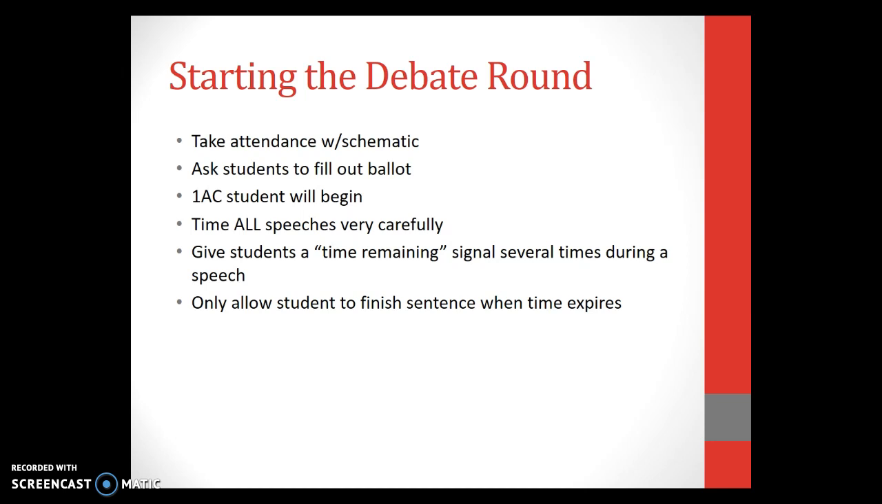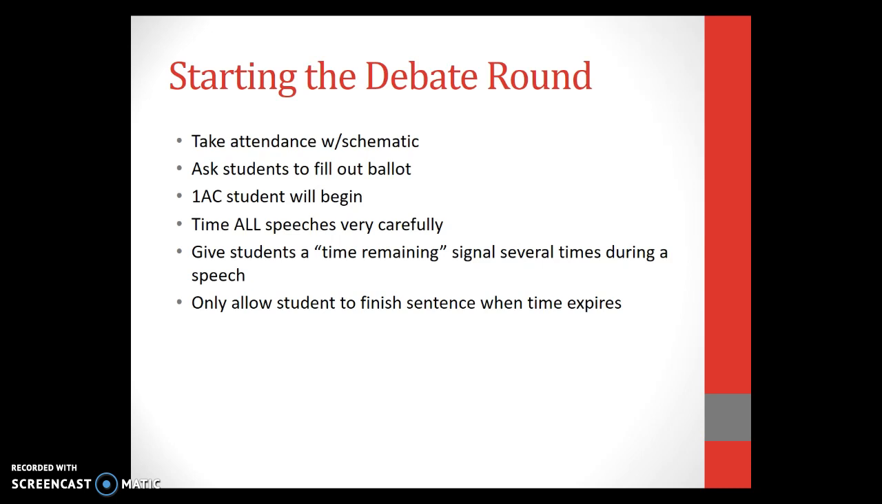That could be an audible signal, like saying 5 when there are 5 minutes remaining, 3 when there are 3 minutes remaining, etc. Or a lot of judges will give either a hand signal, like holding 4 fingers up if there are 4 minutes remaining, or an index card that has a time on it, like 4, and that signals 4 minutes remaining. Doesn't really matter how you do it, as long as you do it so that the students have some idea of how much longer they have to speak.